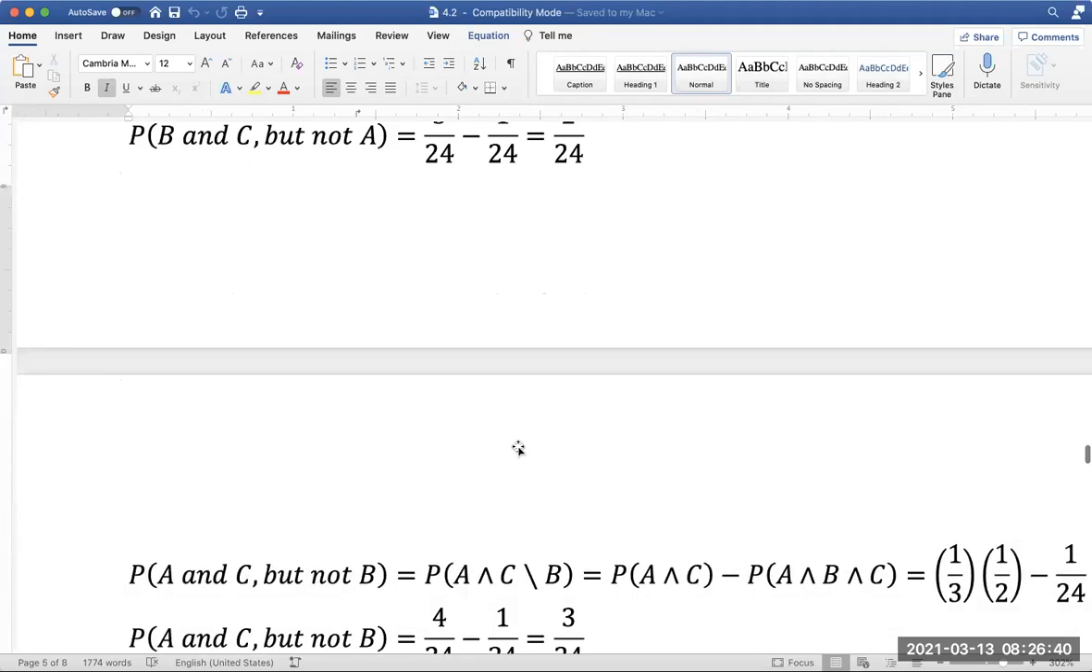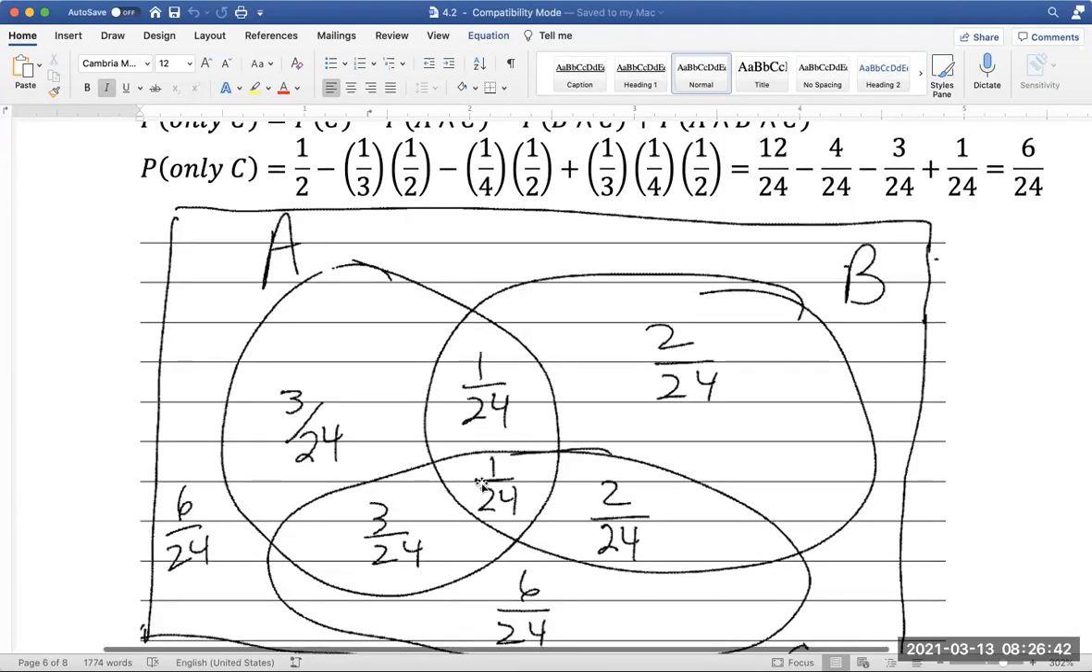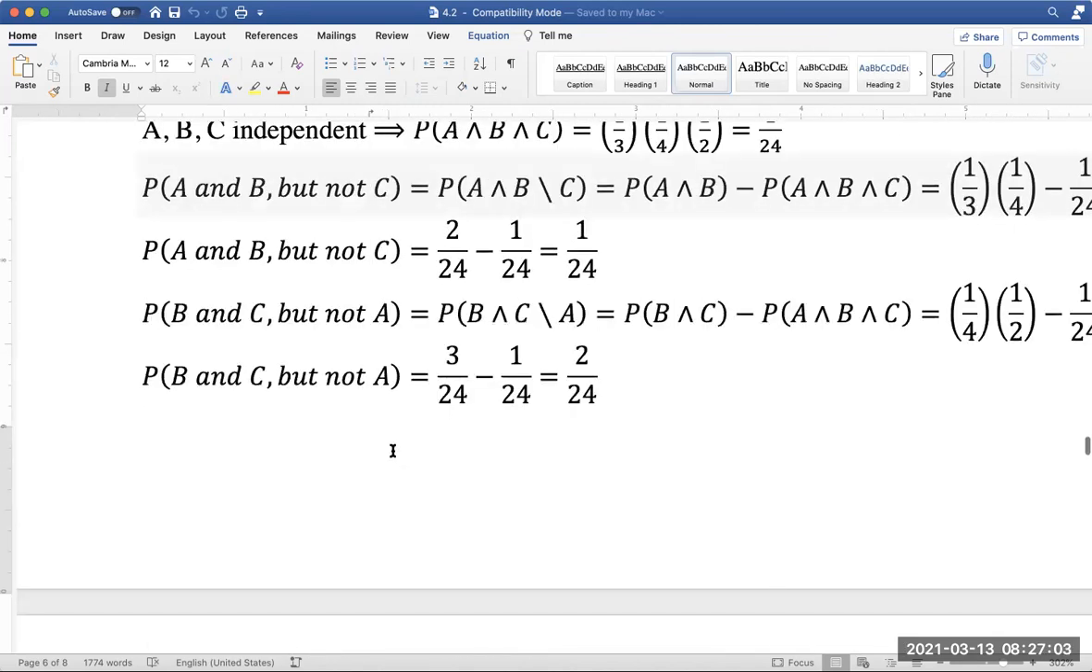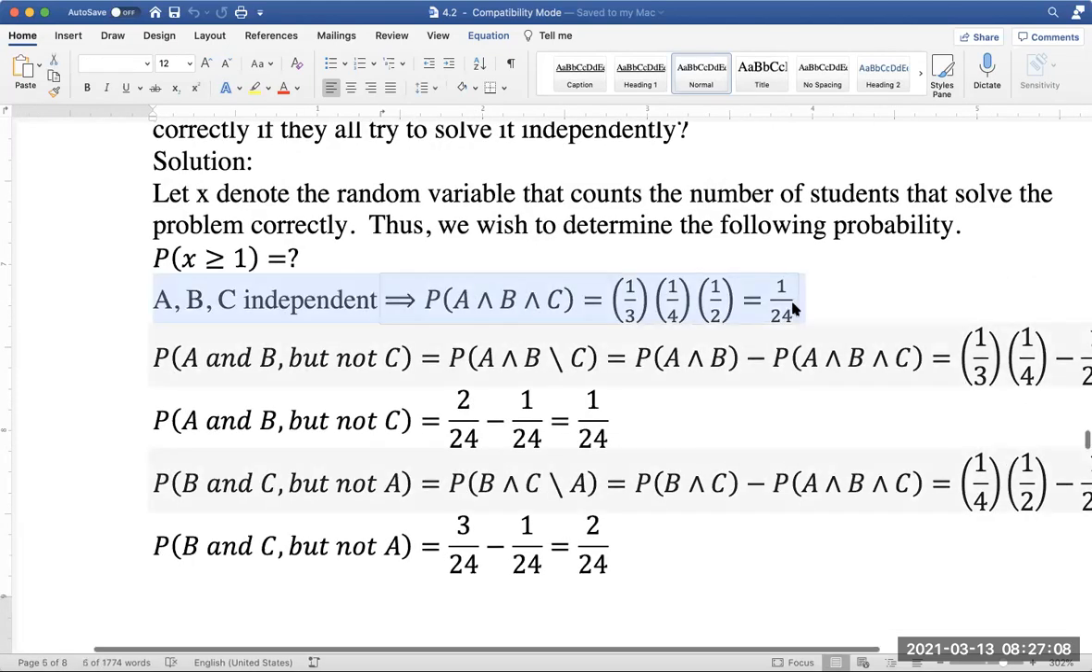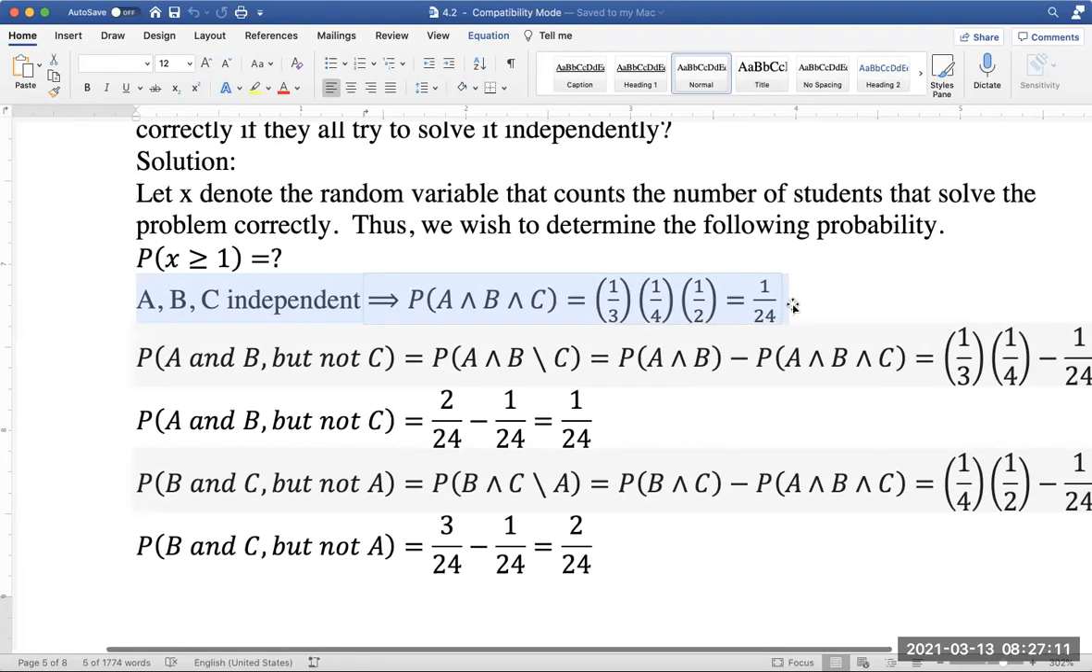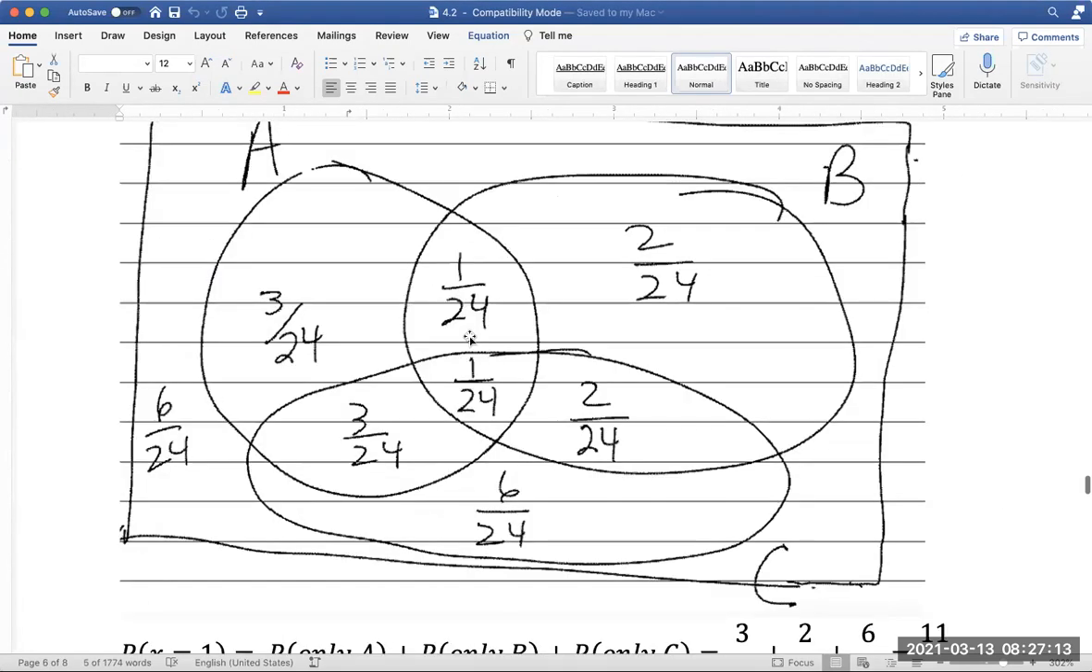So the probability that A, B, and C all solve it, well, they're independent. Since they're independent, I can just multiply 1/3 times 1/4 times 1/2. So 3 times 4 times 2, 12 times 2 is 24. So the probability that A, B, and C solve it is 1 out of 24. So I did the innermost. Now let's figure out the next one.